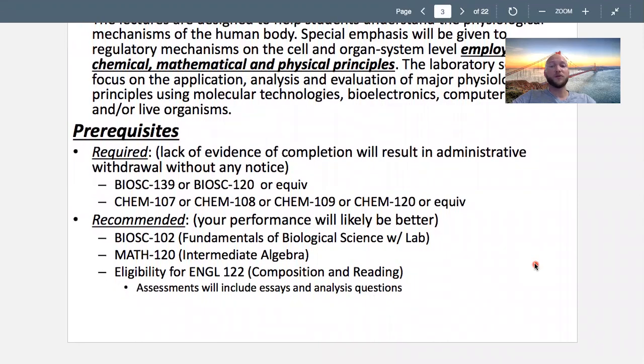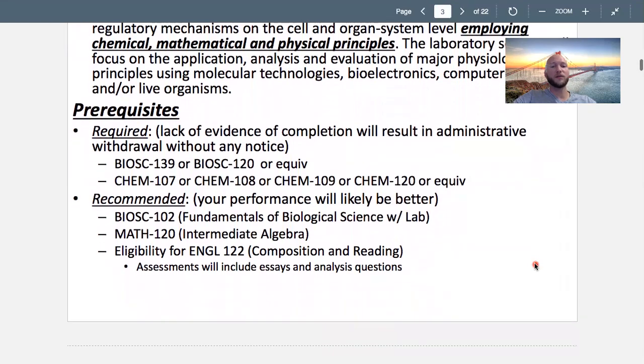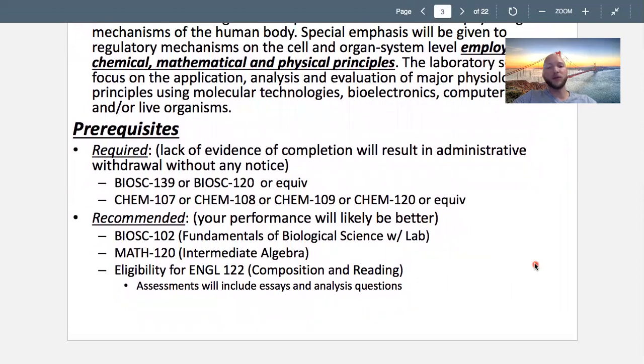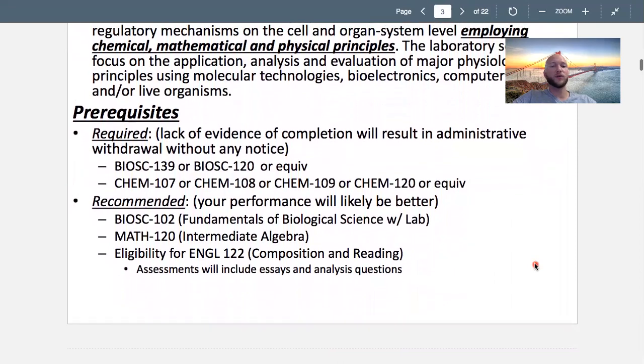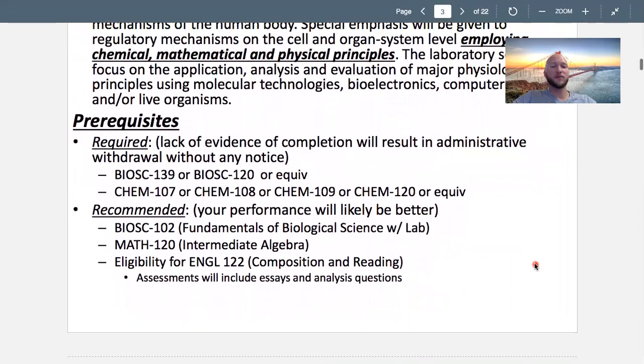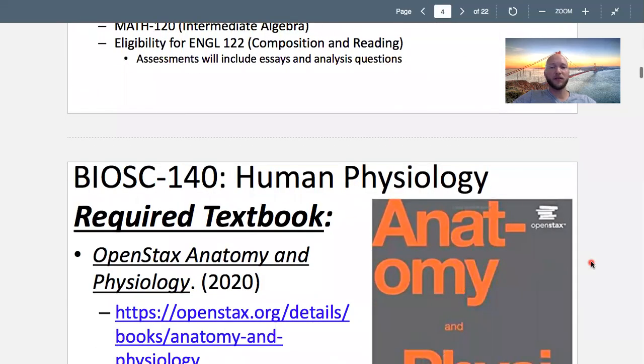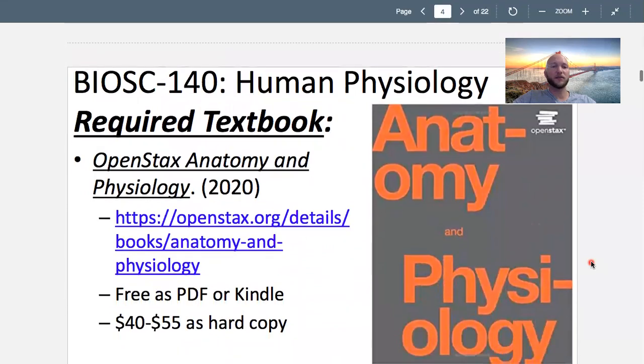Prerequisites: you shouldn't have been able to sign up for this class if you've not completed Biosc139 or Biosc120 or equivalent, or taken some chem class in the past. It is recommended you've completed Biosc102, and you've taken some math also. You should have taken anatomy. Anatomy is really important for this class.